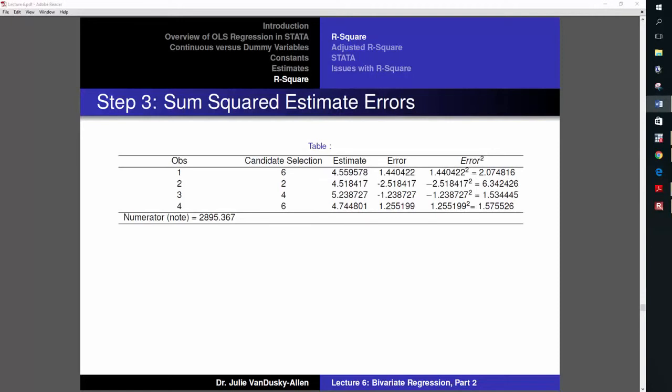Then we sum the squared errors. Note that I did this for all 987 observations. I'm only showing you the first 4 here. The value was 2,895.367. Note that this value is the value of the numerator in the R-square equation.